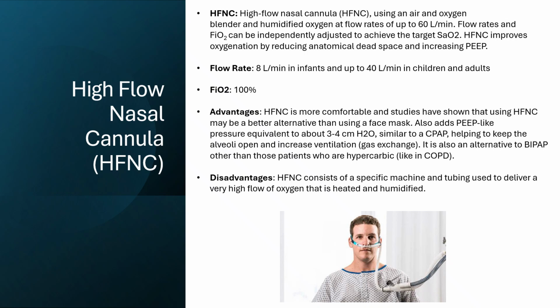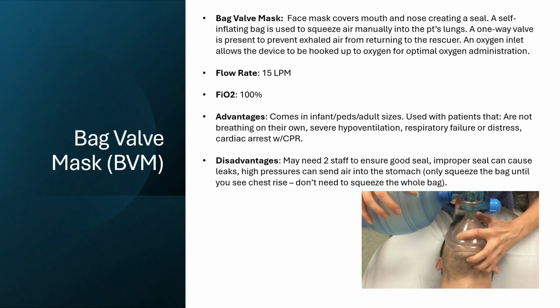Next up is high flow nasal cannula. So this is using air and oxygen. All right, next up is a bag valve mask. So this is a face mask that covers the mouth and the nose to create a seal. It's got a self-inflating bag, which the rescuer will squeeze air manually into the patient's lungs to ventilate the patient.